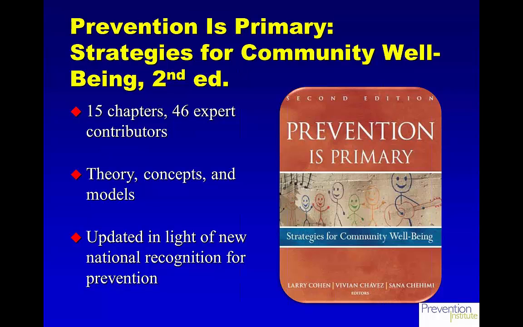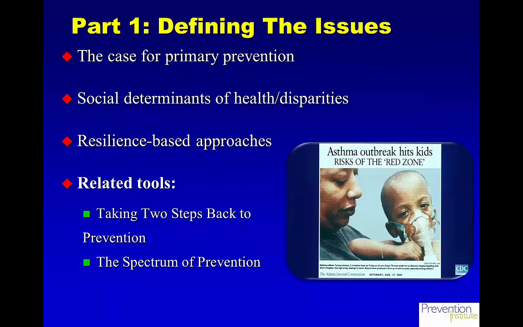We include not only a lot of theory around prevention, but really the tools, concepts, and models for readers to really do something with the information that is presented. And in light of everything that was happening around the health reform debate, around the time we were putting the second edition to bed, we updated much of the information in the book to really reflect the current context. The book is divided into 3 sections. We're going to go through section by section and also share a Prevention Institute tool.